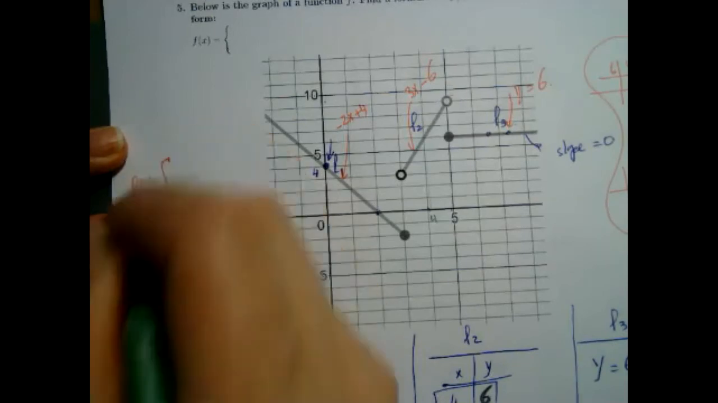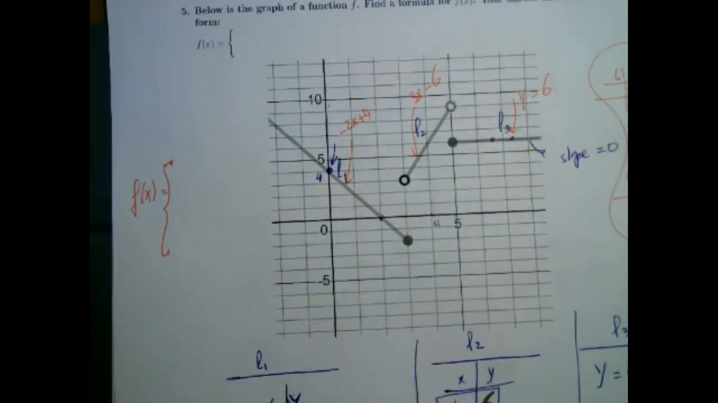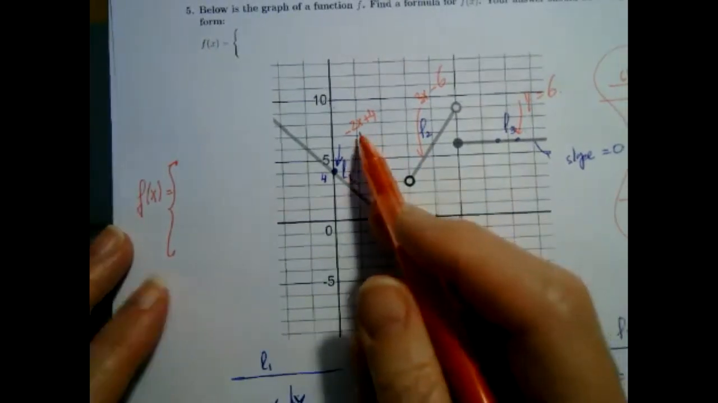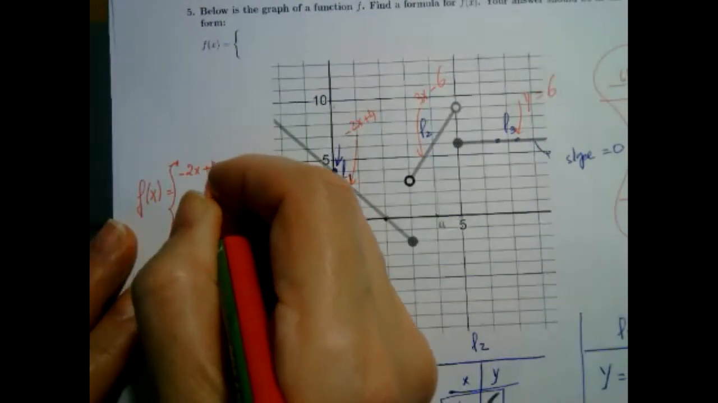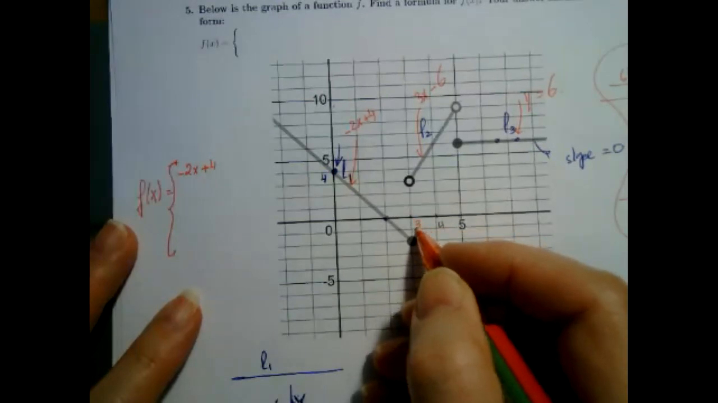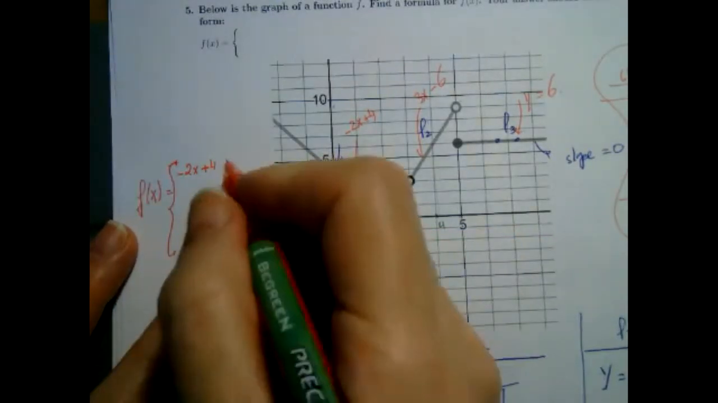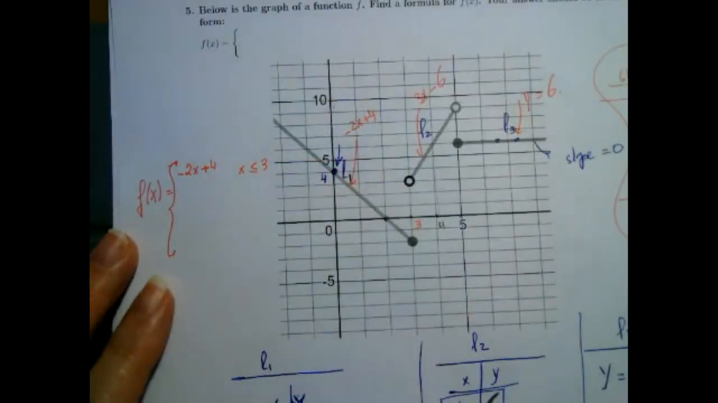And now I'm going to write the formula. I want that when I graph it, I should get exactly that. So the first piece is minus 2x plus 4, as long as, so this is here, this is a 3, the rule holds when x is less than or equal to 3. That's when the rule holds.